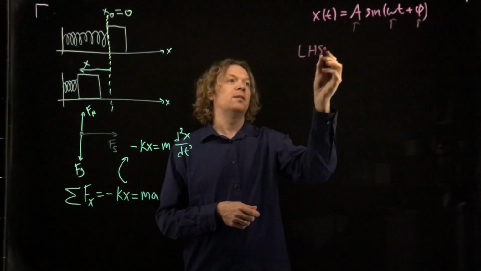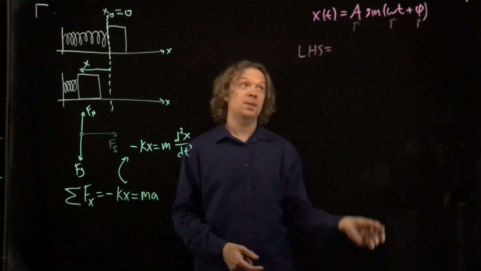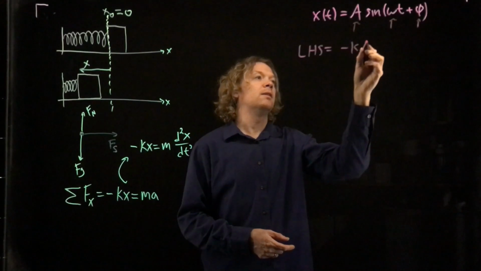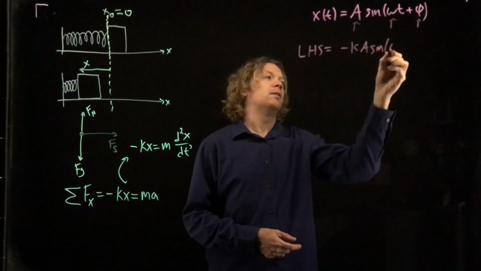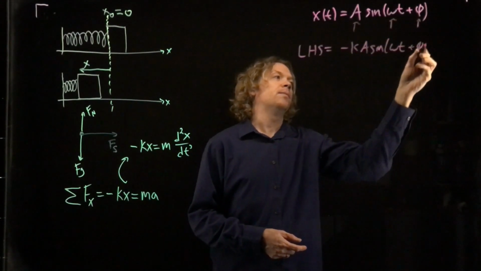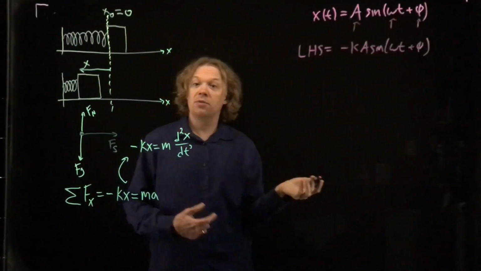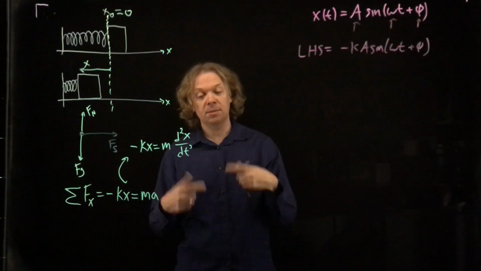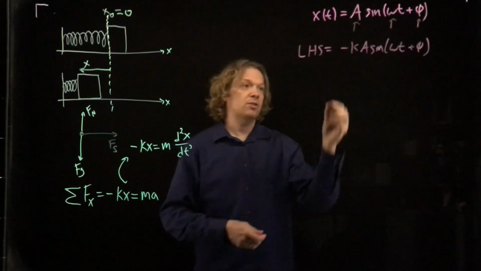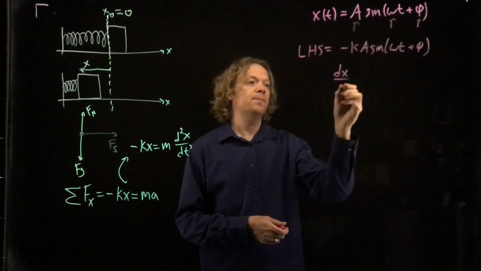So the left-hand side is just going to be minus k times x, so it's just minus k times a sine omega t plus phi. Nothing to do there, really. On the right-hand side, I have to take some derivatives to get to that second derivative there. So first, let's take a derivative, dx dt.